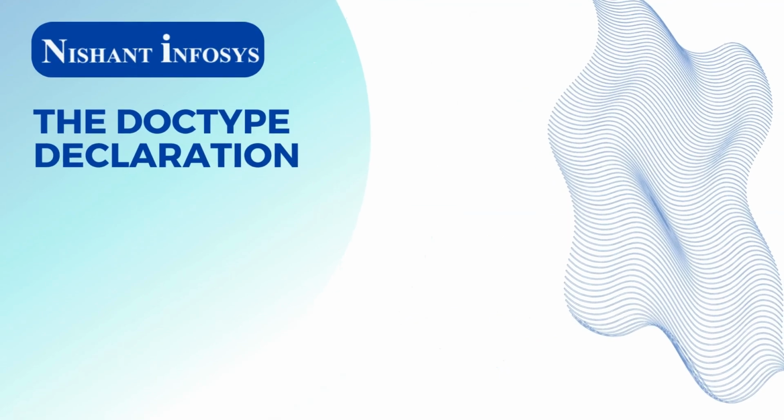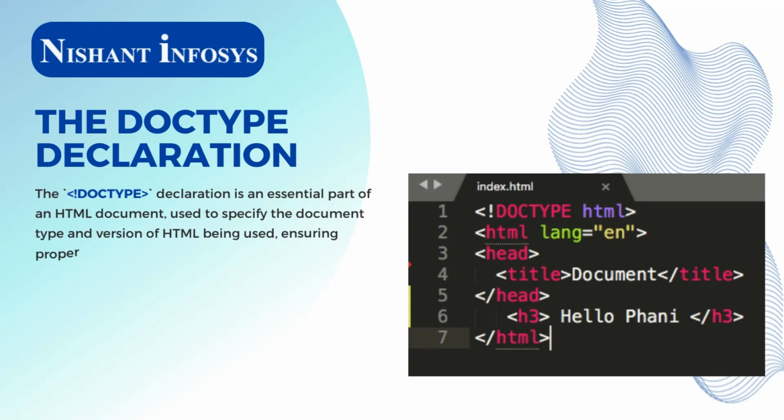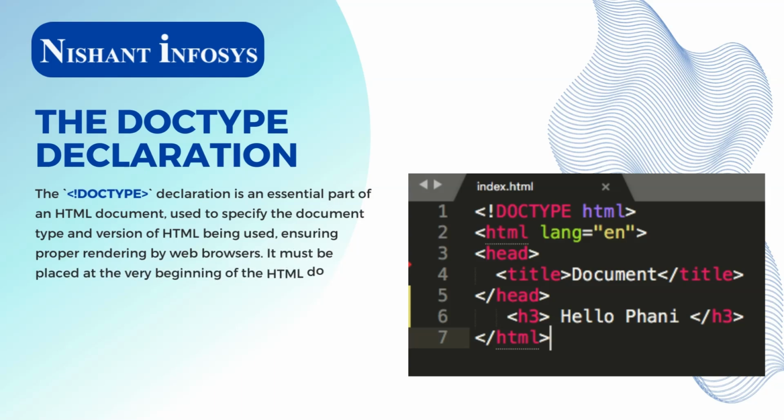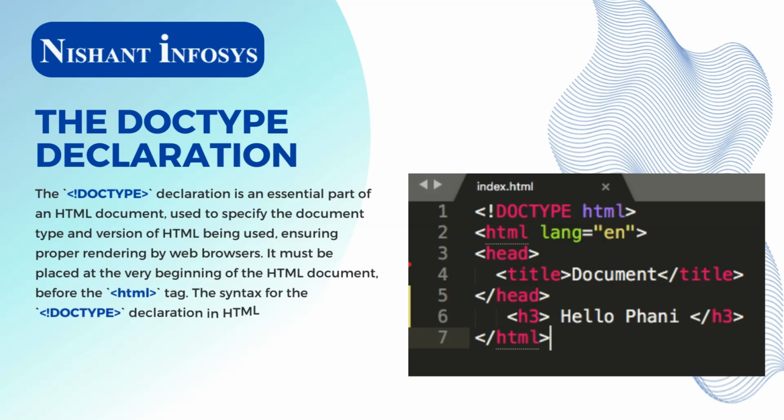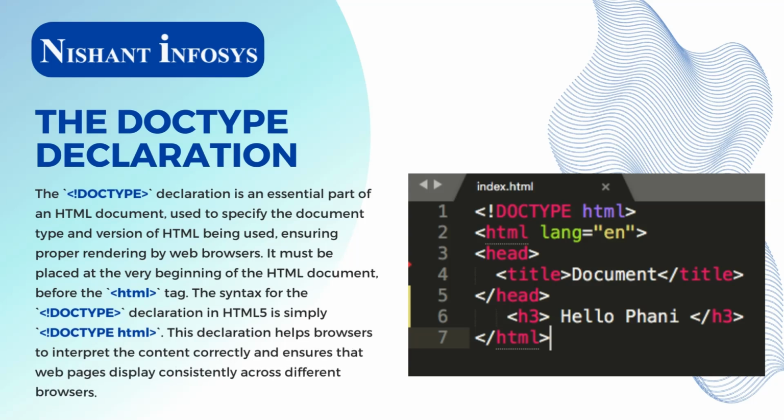Let's discuss the doctype declaration. The doctype declaration is an essential part of an HTML document, used to specify the document type and version of HTML being used, ensuring proper rendering by web browsers. It must be placed at the very beginning of the HTML document, before the HTML tag. This declaration helps browsers to interpret the content correctly and ensures that web pages display consistently across different browsers. The first line in the shown code snippet shows the doctype declaration.